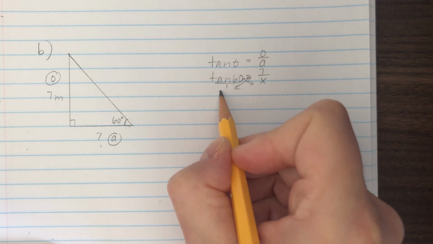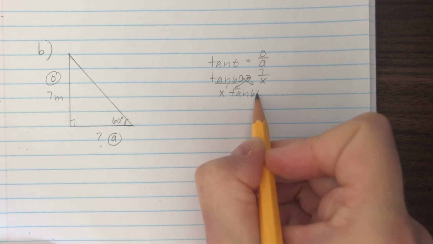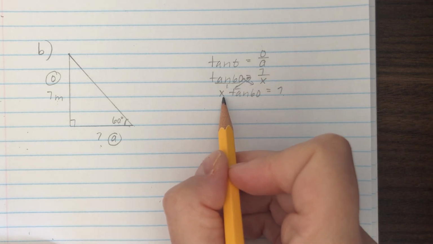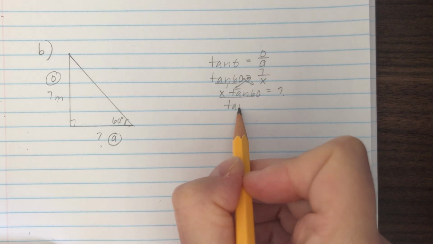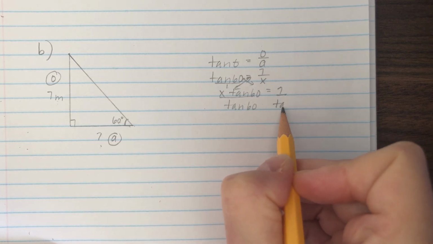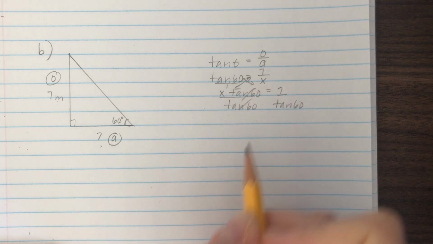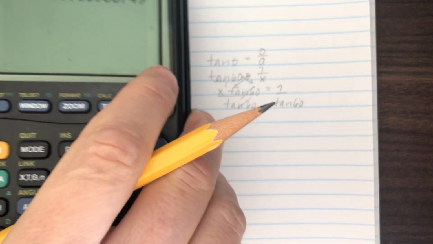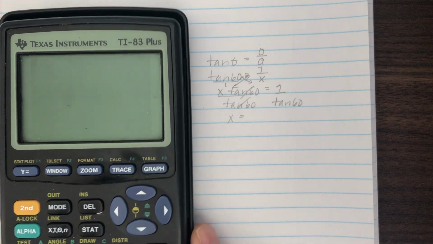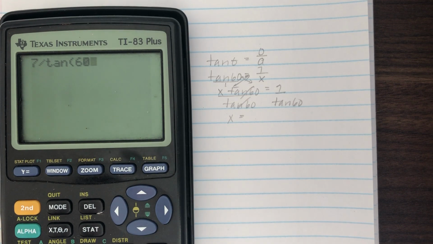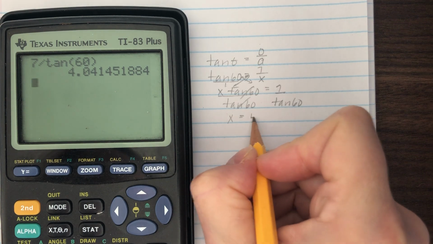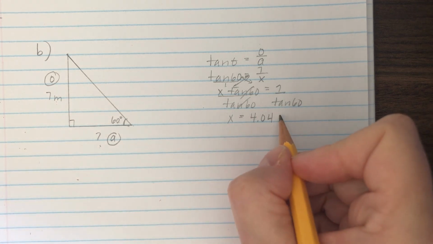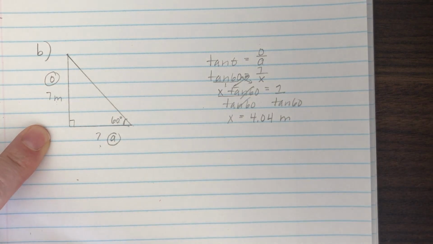So I have x times tan 60 being equal to 7 because 1 times 7 is 7. Now if I want to get x by itself, I have to divide both sides by tan 60. Tan 60 will cancel on the left, leaving us with x. And then on the right, I'm just going to use the calculator. 7 divided by tan 60, giving me an answer of 4.04. And the units are meters because the opposite side was in meters.